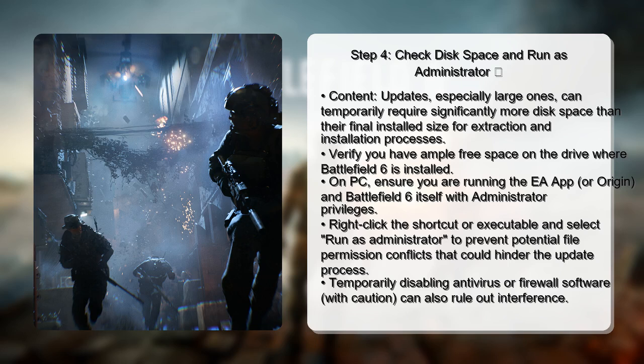Step four: check disk space and run as administrator. Content updates, especially large ones, can temporarily require significantly more disk space than their final install size for extraction and installation processes. Verify you have ample free space on the drive where Battlefield is installed. Ensure you are running the EA App or Origin and Battlefield itself with administrator privileges. Right-click the shortcut or executable and select Run as Administrator to prevent potential file permission conflicts that could hinder the update process. Temporarily disabling antivirus or firewall software with caution can also rule out interference.